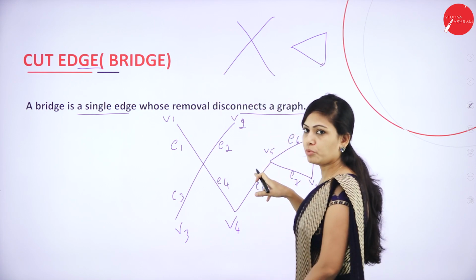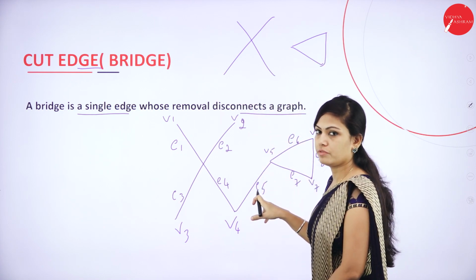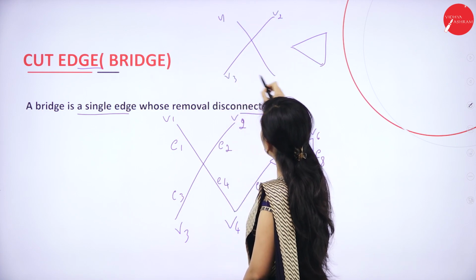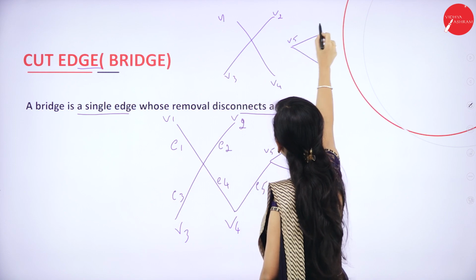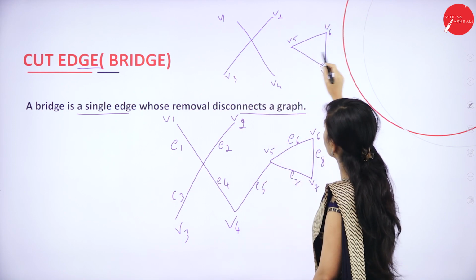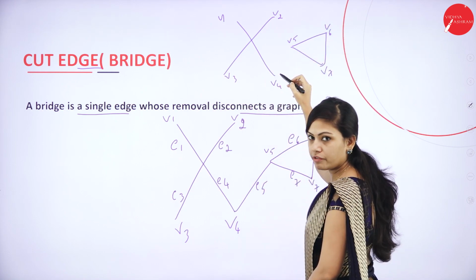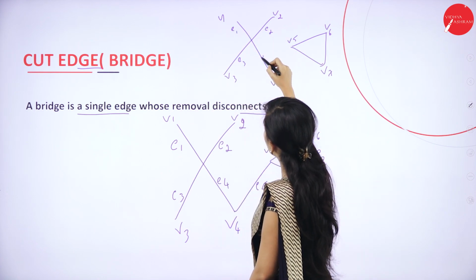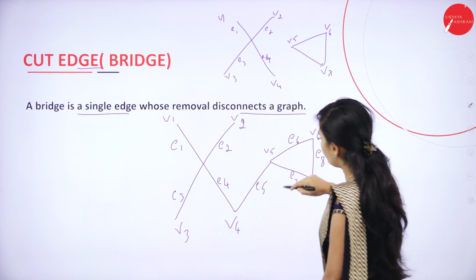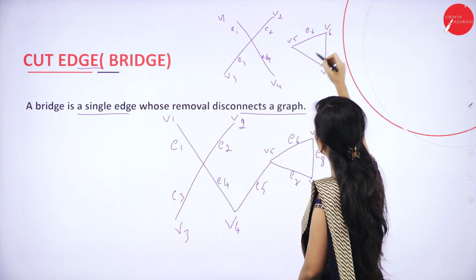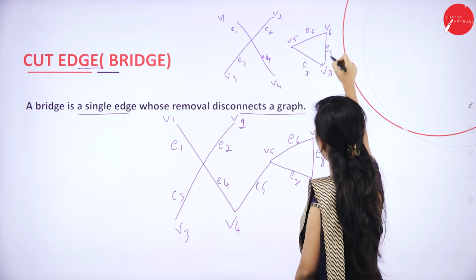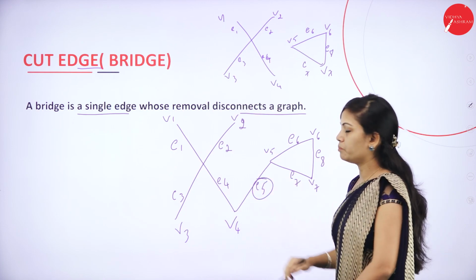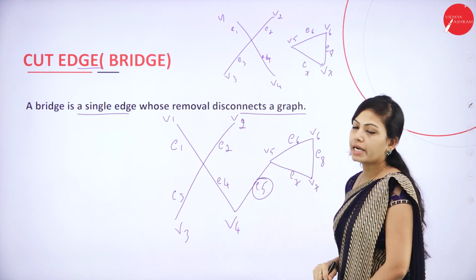So which edge have I removed? I have removed this edge E5. So it will become V1, V2, V3, V4, V5, V6, V7. I have removed this E5 edge, right? So it is E1, E2, E3, E4, and I have removed E5, and it is E6, E7 and E8. So this is an example for a cut edge.